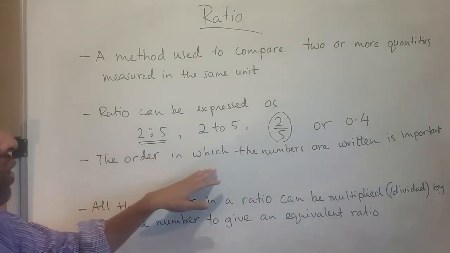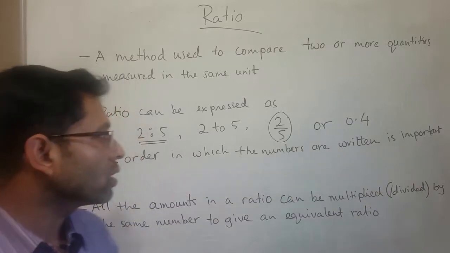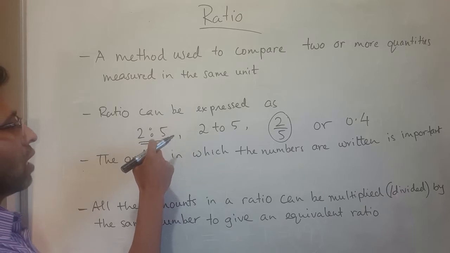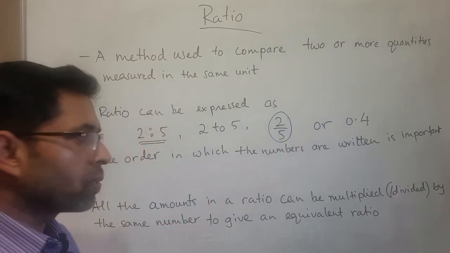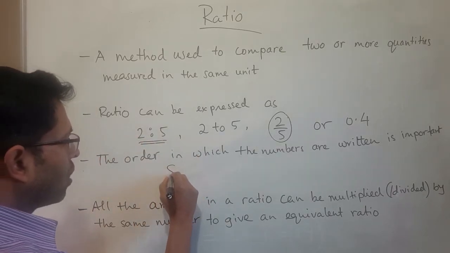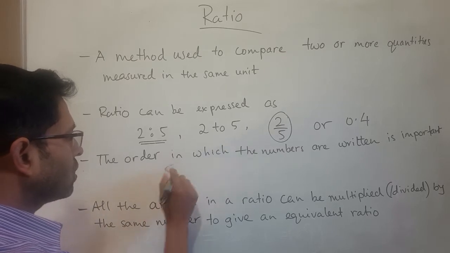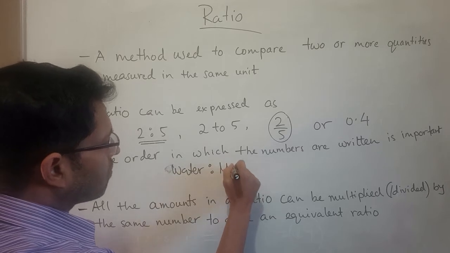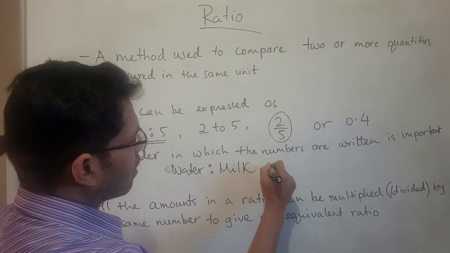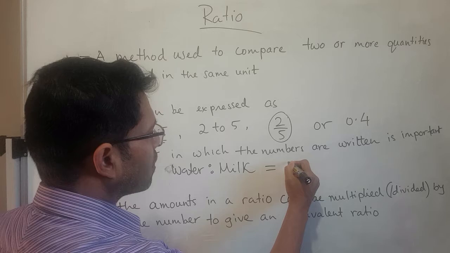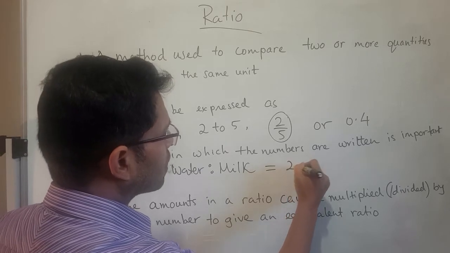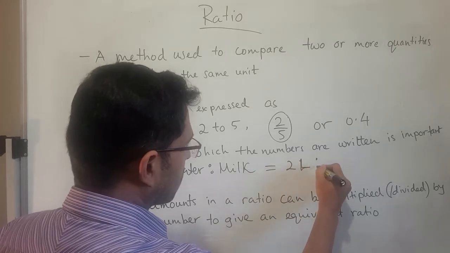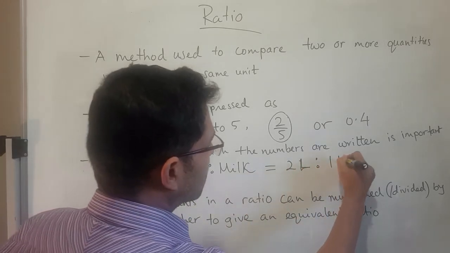The order in which the numbers are written is very important. So 2:5 and 5:2 are not the same thing, it's completely different. Like if I say water, you are mixing water with milk, maybe in a proportion of 2 liters of water, compared with 1 liter of milk.